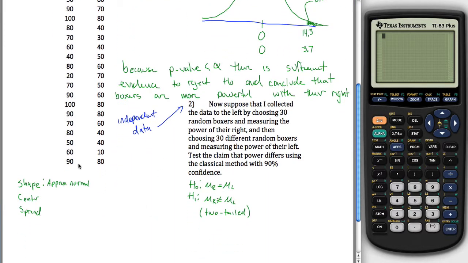Down here, it's a little bit different. We have two different columns, and they could have different numbers of observations in them. In this case, we have the same, but there's no reason I couldn't get 50 boxers and test their rights, and then 40 boxers and test their lefts.